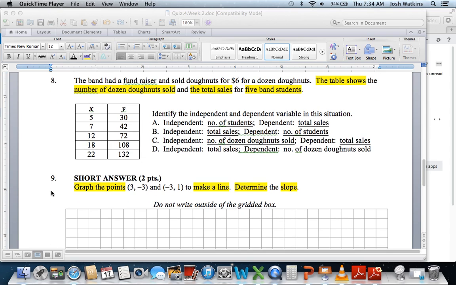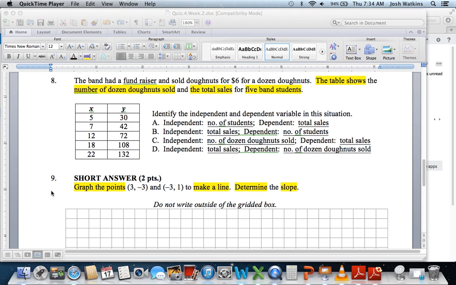Okay, number 8, the band had a fundraiser and sold donuts for $6 for a dozen donuts. The table shows the number of dozen donuts sold and the total sales for 5 band students. Question is, identify the independent and dependent variable in this situation.